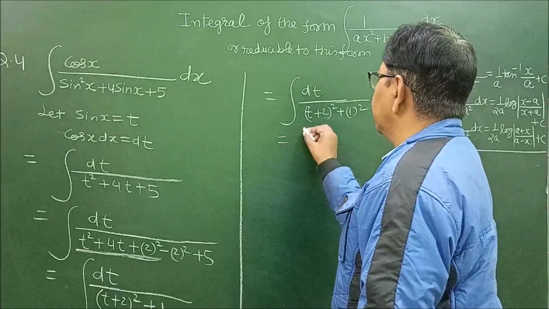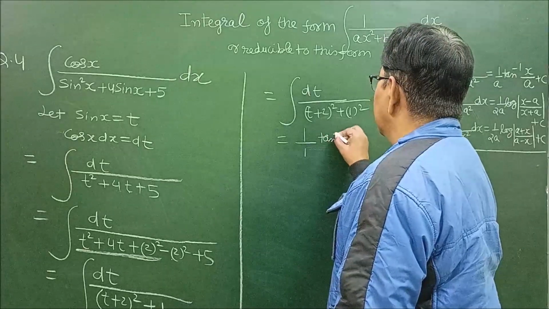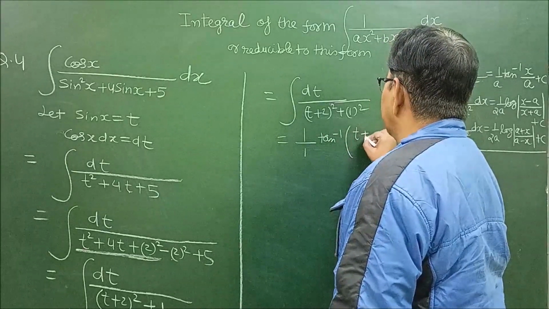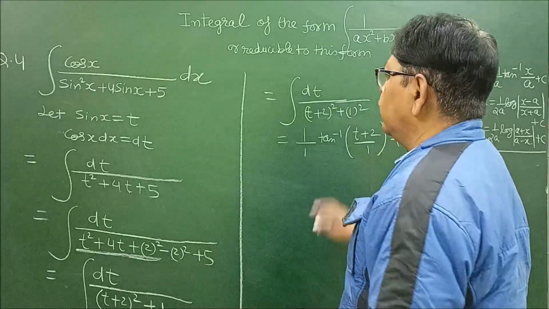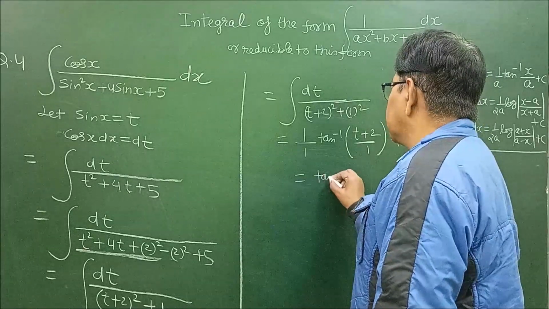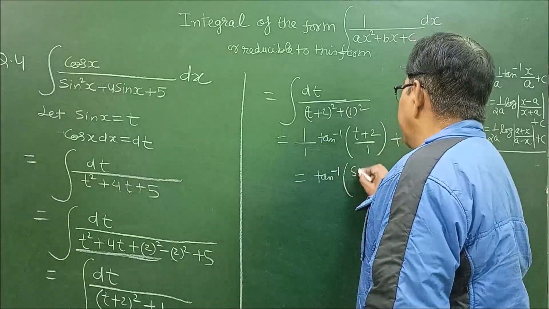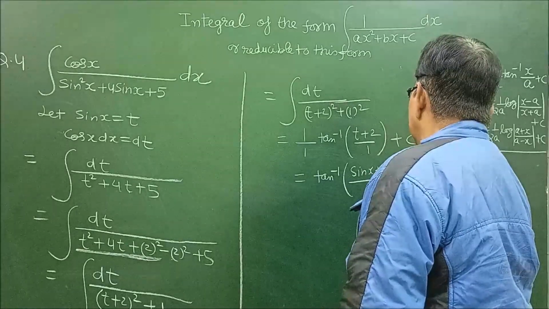And this is equal to 1 upon a, the value of a is 1 here, tan inverse x upon a, that is (t plus 2) upon 1. Now plus c, the value of t is equal to sin x. So the final answer is tan inverse (sin x plus 2) upon 1 plus c.